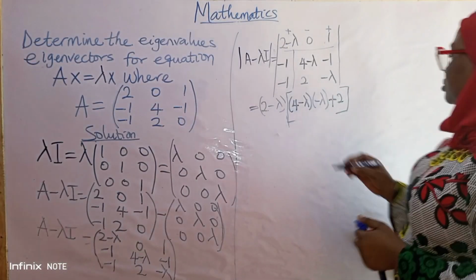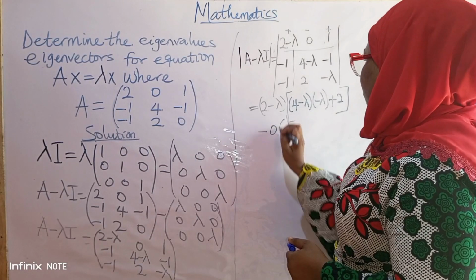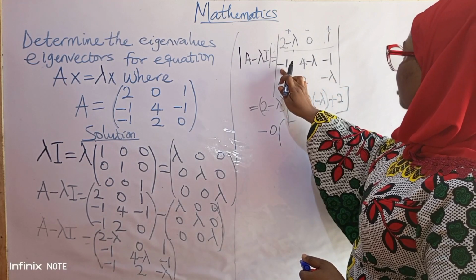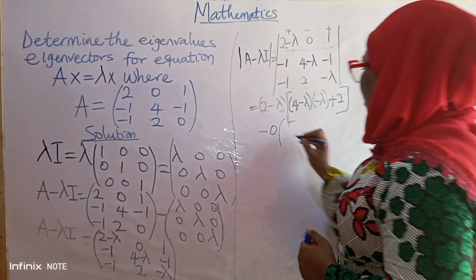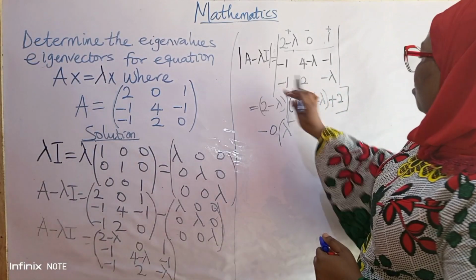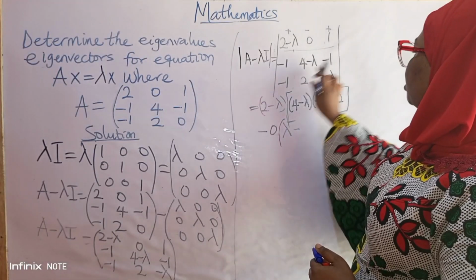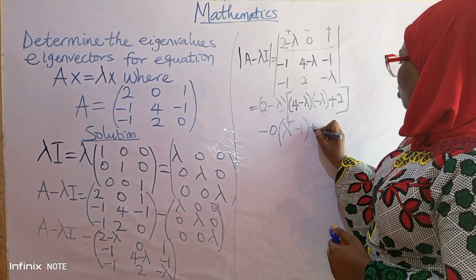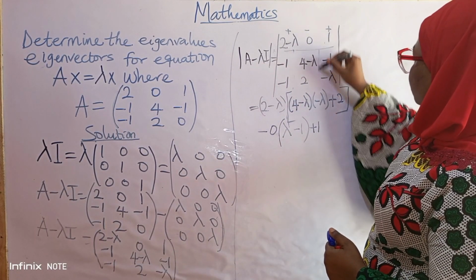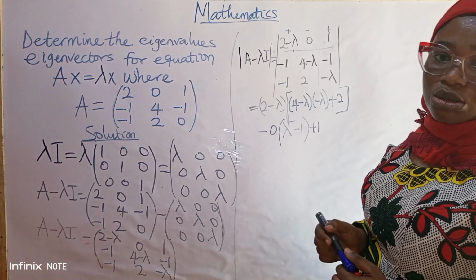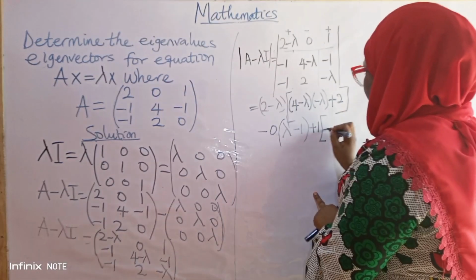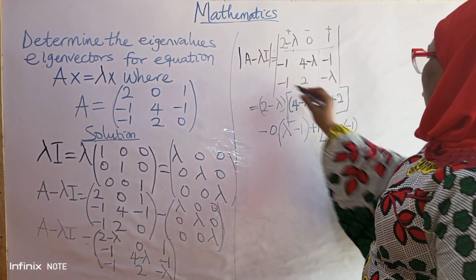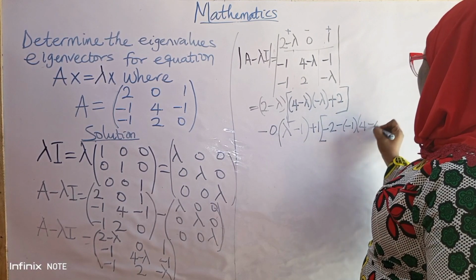Then minus 0. You cover it horizontally, you cover it vertically. So we are left with minus 1 multiplied by minus lambda, that is plus lambda. Then minus 1 multiplied by minus 1, that is 1, so minus 1, so plus 1 here. Cover it horizontally, cover it vertically. So you have minus 1 multiplied by 2, that is minus 2. Then minus 1 multiplied by 4 minus lambda.